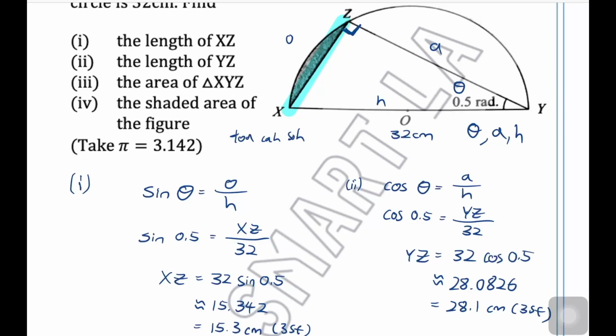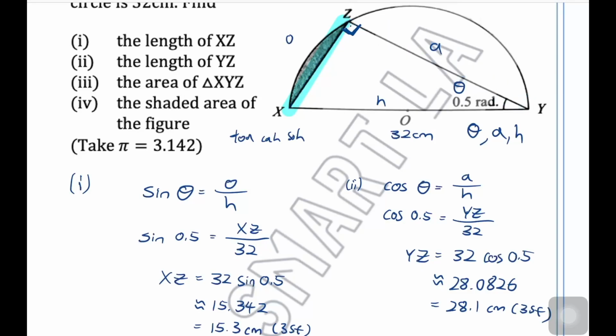we have found part 1 and part 2. We can move on to the area of triangle XYZ. So to find the area of triangle XYZ, now that you have already found this XZ as well as this YZ, it is pretty straightforward. Also, if you realize that this is a right angle triangle, I can just use half times base times height. All right, or you can have this as the base and then this as the height.